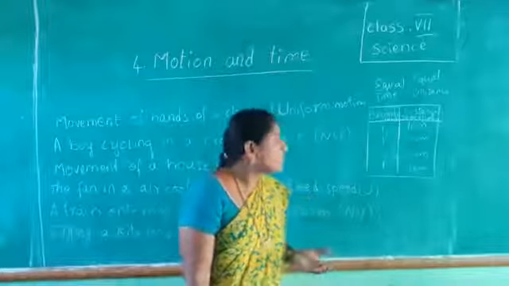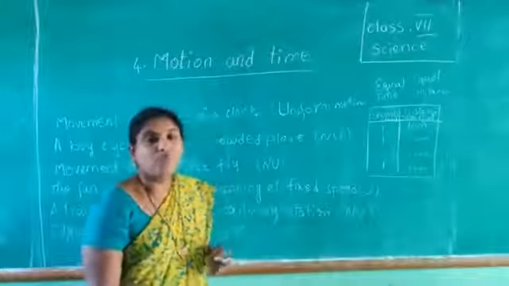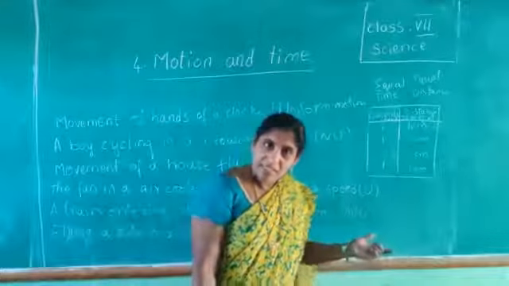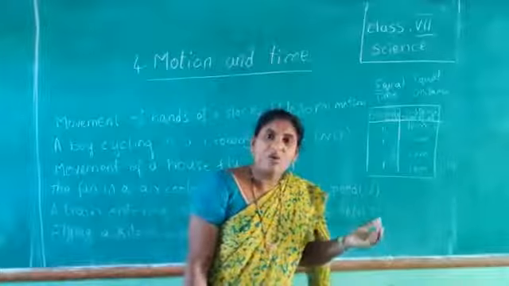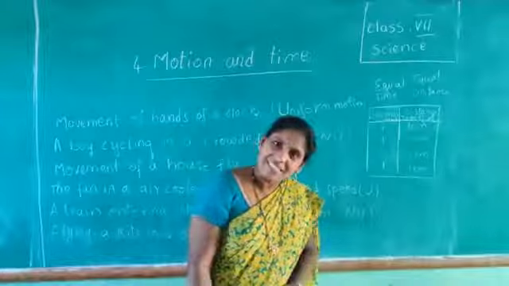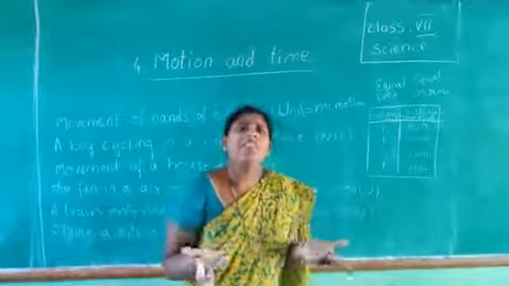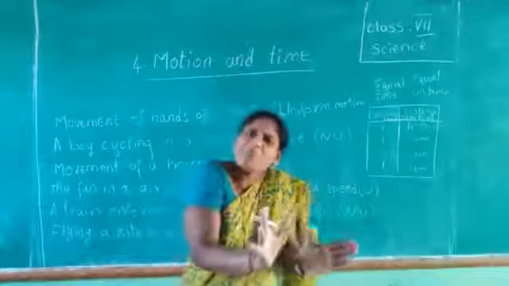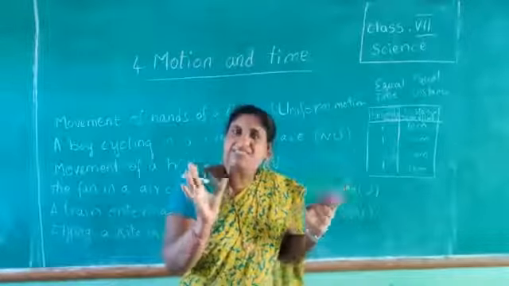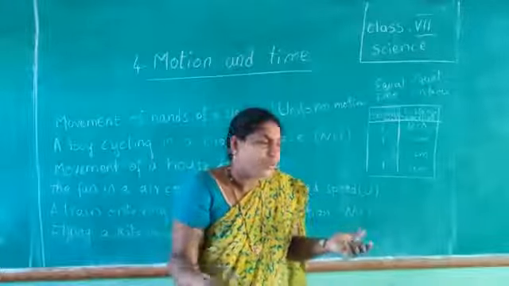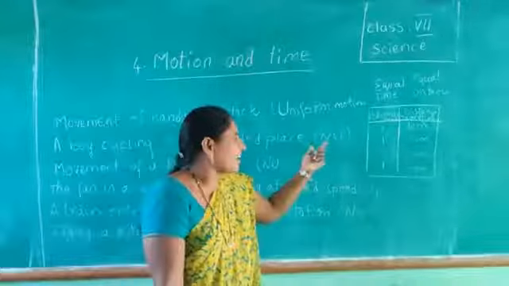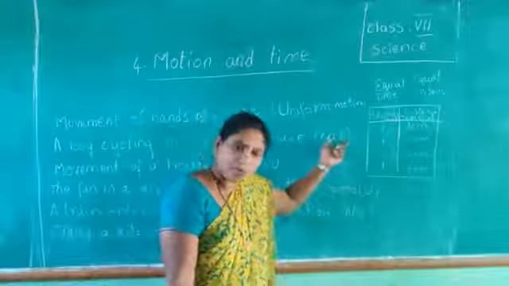A boy cycling in a crowded place. As he is moving in a crowded place, he cannot move very fast. That means he may move very slow. Is it clear, children? So he moves very slow and sometimes he is supposed to stop the cycle also. If there is a huge crowd, what is he going to do? He is going to just stop the cycle and stand there. In such circumstances, is he moving? No. So we say that a boy cycling in a crowded place is a non-uniform motion.